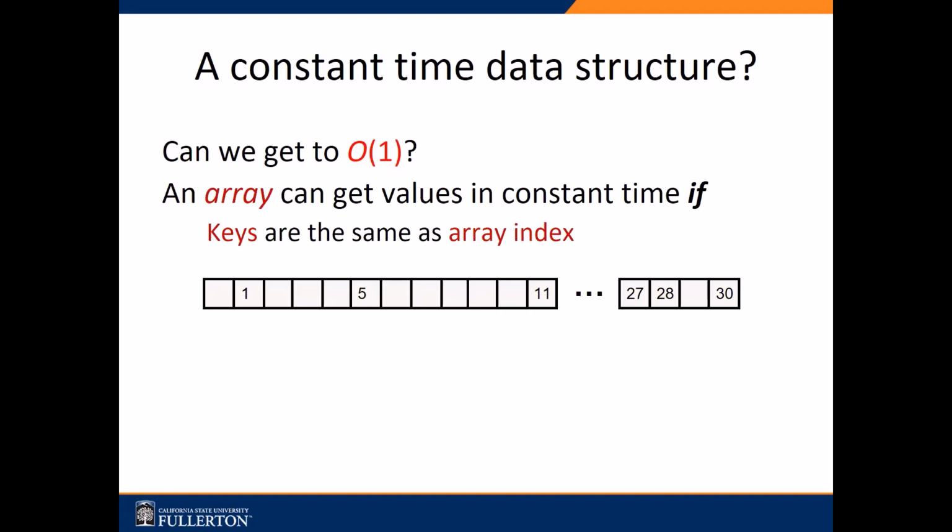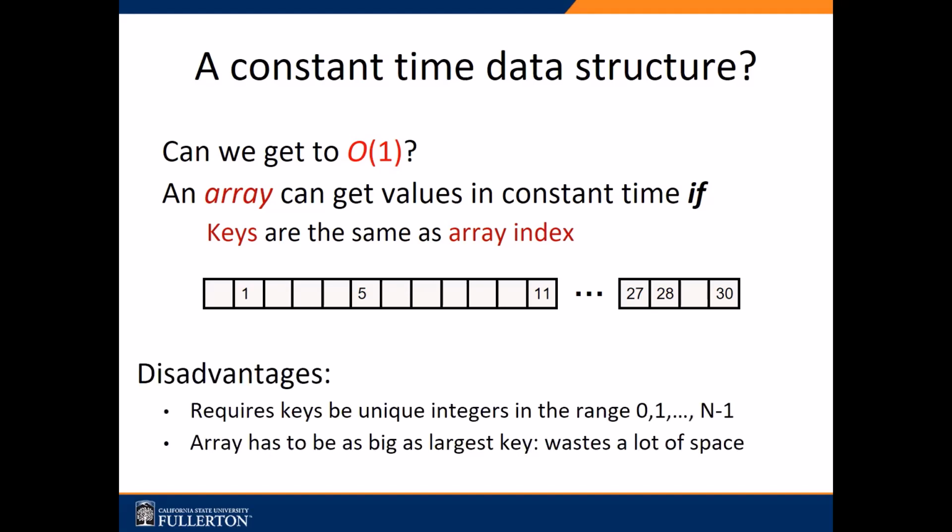I can just store key 1 in index 1, key 5 in index 5, and so on. And now if I want to access some elements, say the value 11, I can directly look at the cell at index 11 without going through the other cells. So this is constant time access.